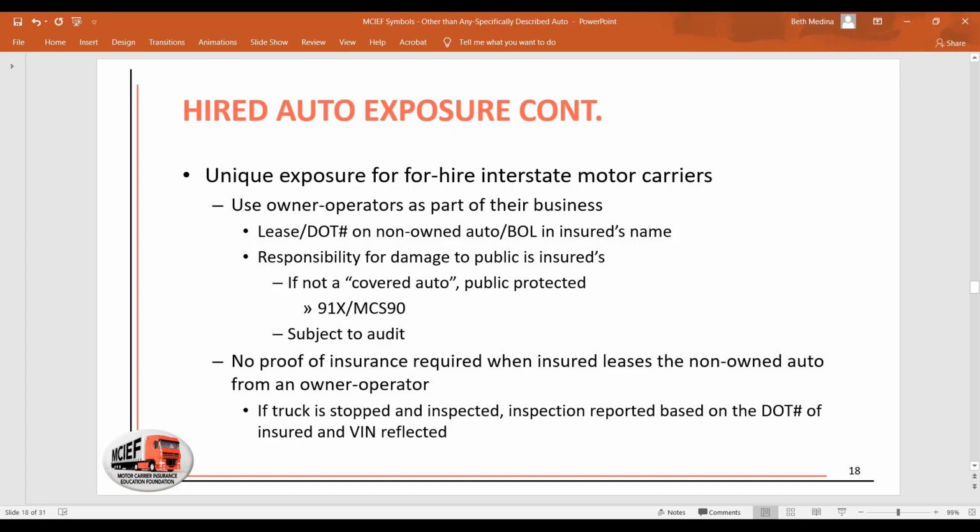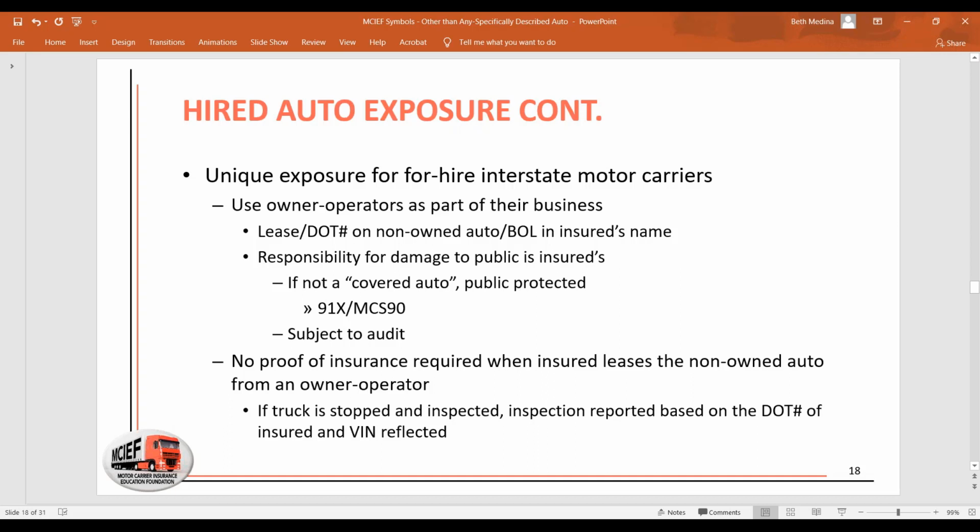And here's the key part between this and other than for-hire interstate motor carriers: no proof of insurance is required when the insured leases the non-owned auto from an owner-operator. It's not like leasing it from Ryder or Hertz or Penske, where they will require proof of coverage before it goes out the front door. Owner-operators do not have that requirement. So there are no before-the-lease situations where notice will be given to the insurance carrier about the insured using these non-owned autos.